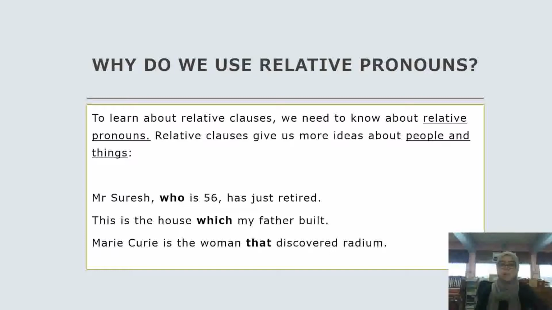Number three: Marie Curie is the woman that discovered radium. Here the relative pronoun is that. So in the third sentence we use the relative pronoun that. We can also use that for certain sentences in relative clauses.